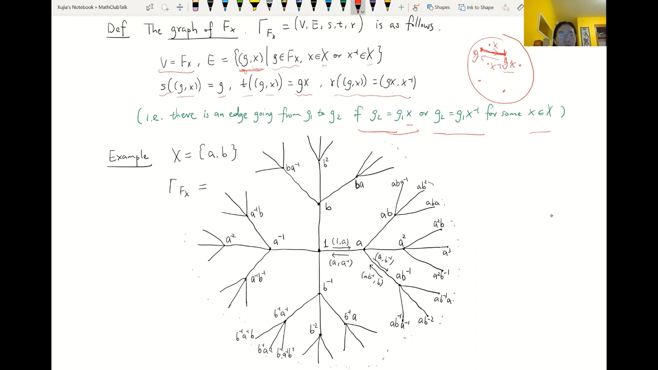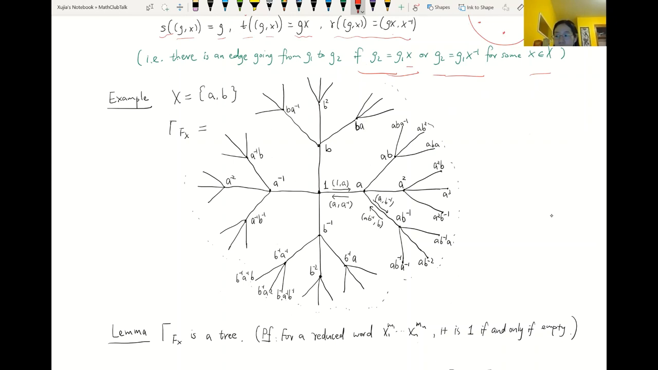this free group Fx. As an example, let's look at when this set of generators X has only two elements, a and b. So Fx is a free group generated by two elements. And then its graph looks like this. Each vertex, as you can see, I labeled them, is some element in this free group, some reduced word. And those edges, let's take this one as an example. We have this identity element 1 here. So from 1, we have four edges connected to it because we can multiply 1 by A, which goes from 1 to A. We can multiply it by B, which goes from 1 to B. And we also have multiply by A inverse and by B inverse. So it can go in four directions.